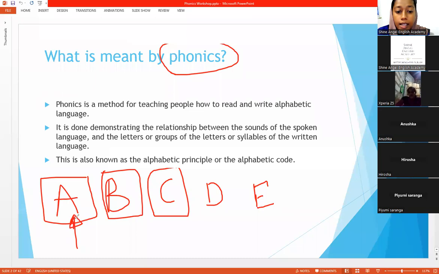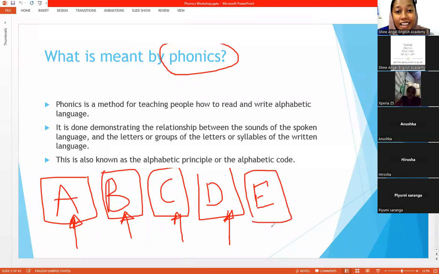Now the name of this letter is A and the sound is A. The name of this letter is B and the sound is B. C, the sound is K. The name is D, the sound is D. The letter's name is E, and the sound is A. So basically we teach the name of the letter and then we go to the sound.